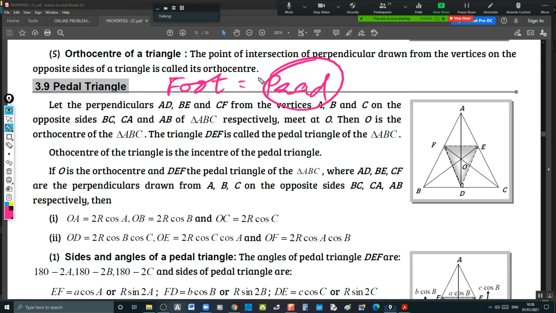That is taken from that only. Pedal triangle. Pedal means where the foot of the perpendicular stands. Foot of the perpendicular stands here. Foot of the perpendicular stands here. Joining these three is nothing but the pedal triangle.